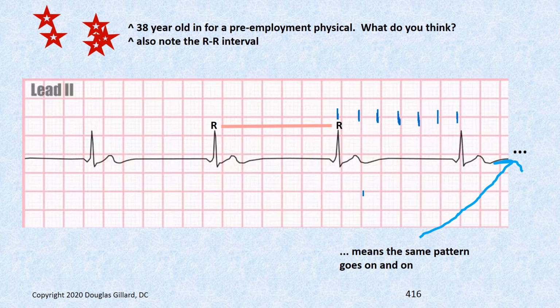And where's the P wave is the next question. It's there. Dr. Gillard, what do you mean it's there? I don't see it. Let me tell you what's upside down. It's actually right here. So the problem is there's no PR segment, right? So this is a classic PJC. It's premature, an ectopic foci somewhere in the junctional region. Specifically, it's in the proximal AV node. I can tell you where it is.